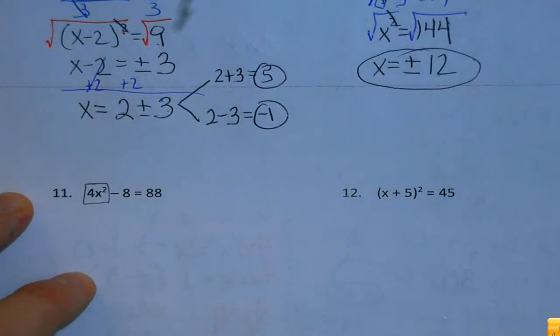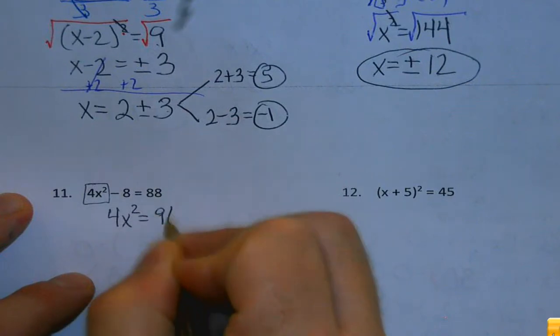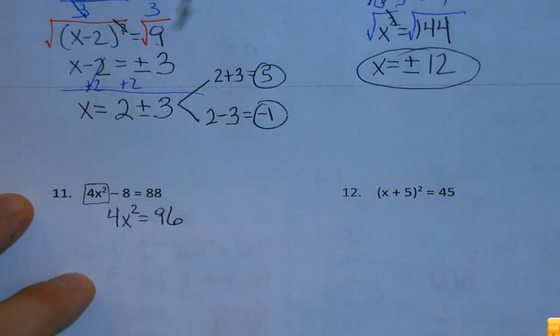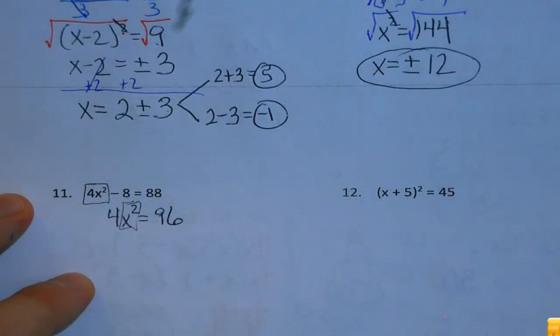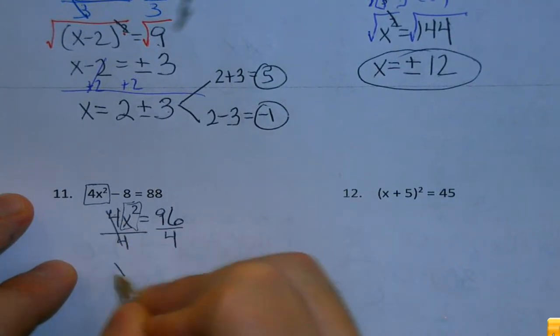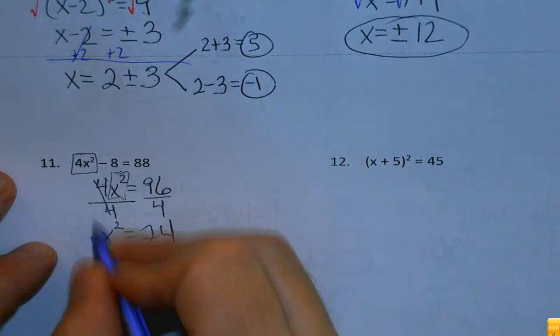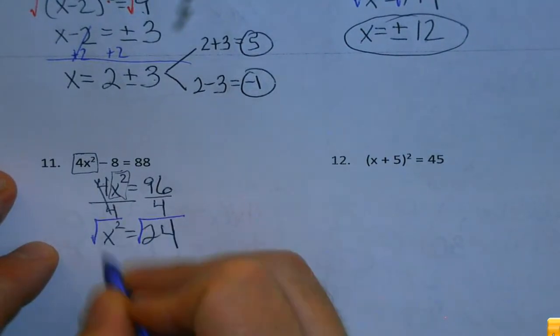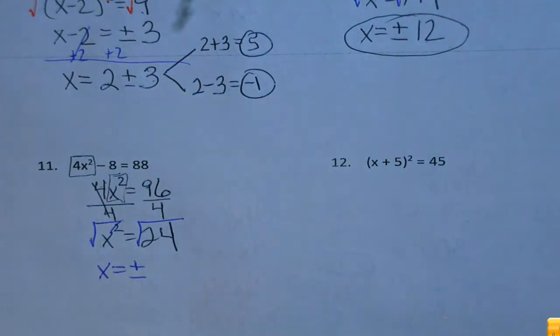X squared term alone first. Add the 8. Still attempting to get x squared by itself. Opposite of multiply by 4. And now I got to think again for a minute. Do my square root. Get my plus minus. But can I do something with 24?